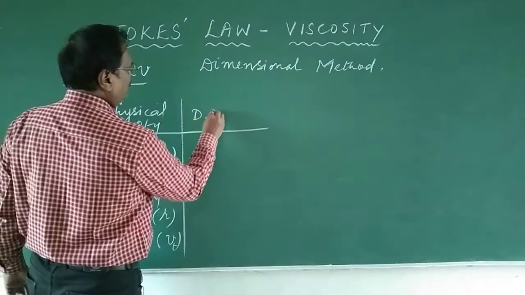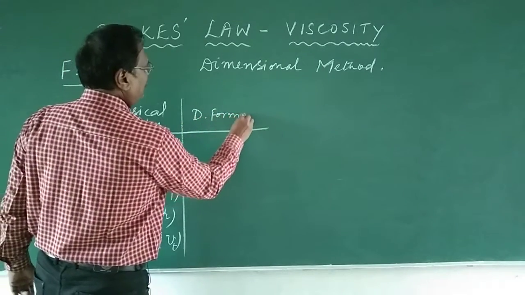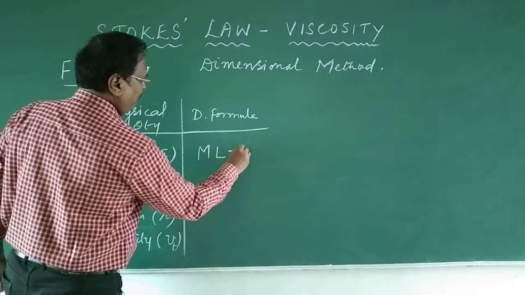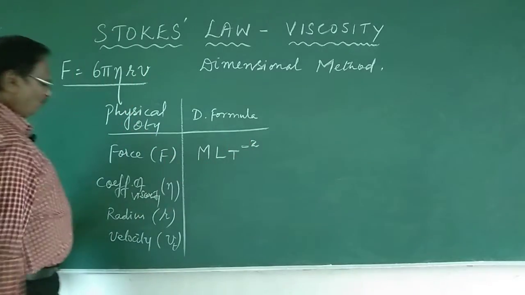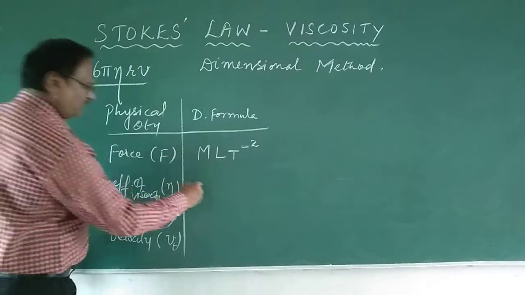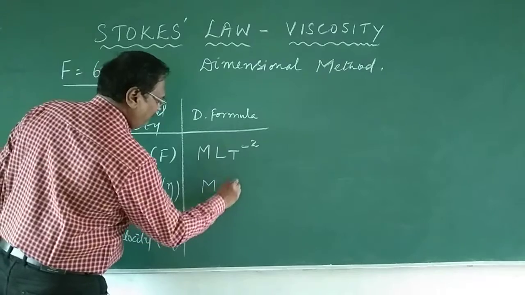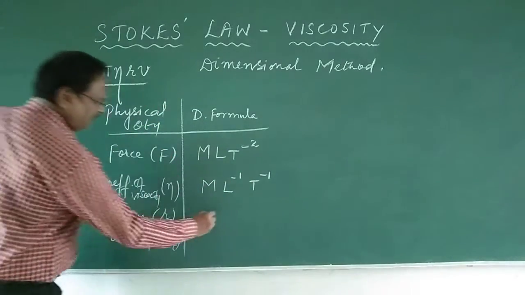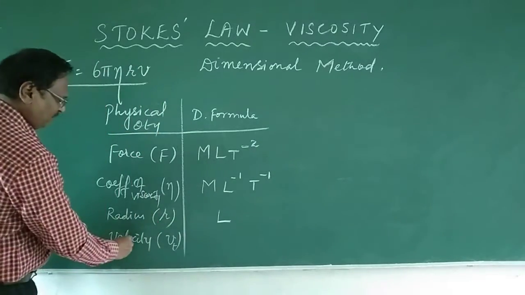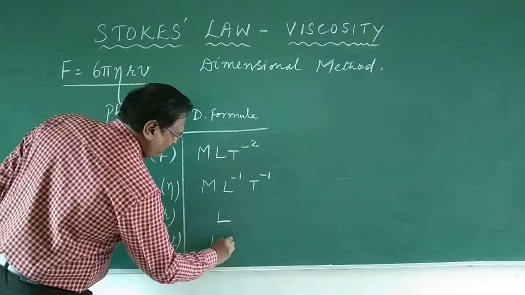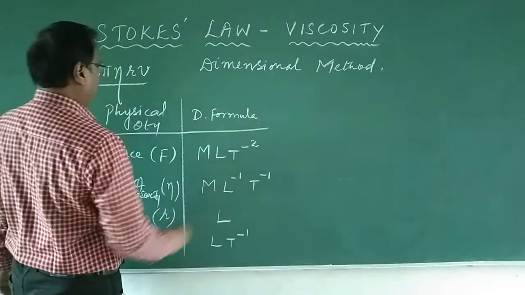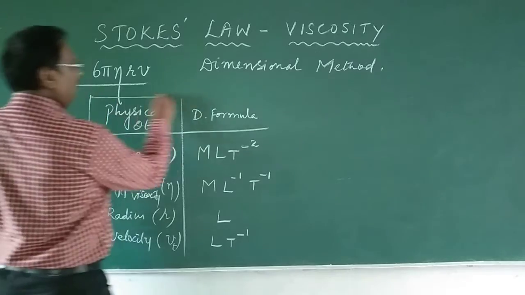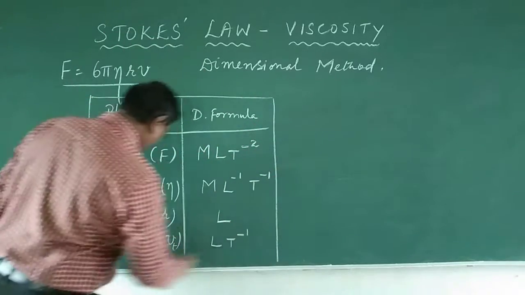And now we will write the dimensional formulas. Force: M L T power minus 2. Coefficient of viscosity, I think in the last class we derived it: M L power minus 1 T power minus 1. Radius, length L. Velocity, L T power minus 1. I have made this table first.